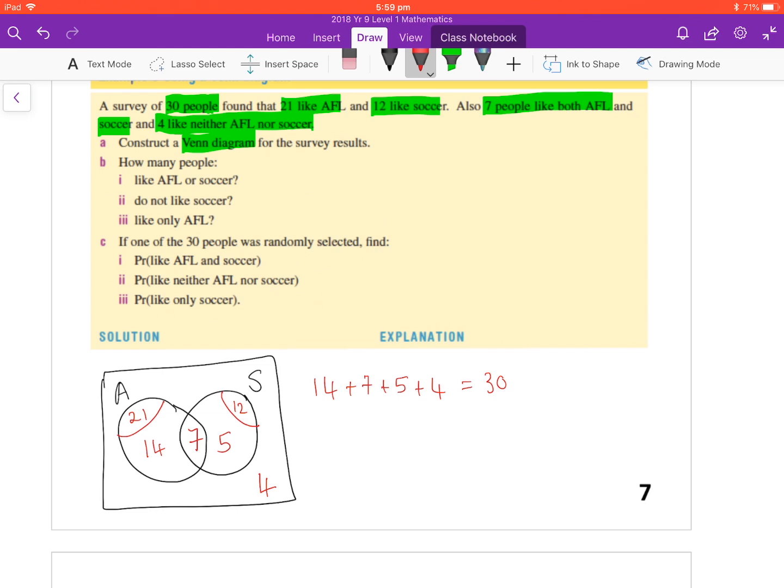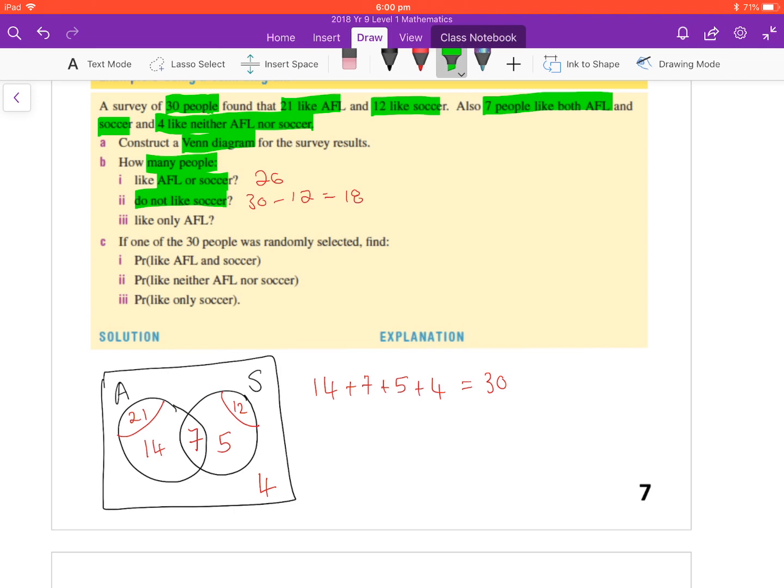Now we can actually answer our questions. The first question, part B, is asking us how many people. They're not asking for probability. So how many people like AFL or soccer? Okay, how many people like AFL or soccer? There's 26 people that like AFL or soccer. We then go to the next question. How many do not like soccer? All right, how many do not like soccer? We've got 30 people in total, minus the 12 that like soccer. So therefore, that leaves us with 18.